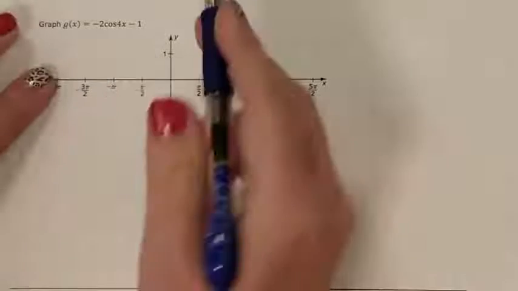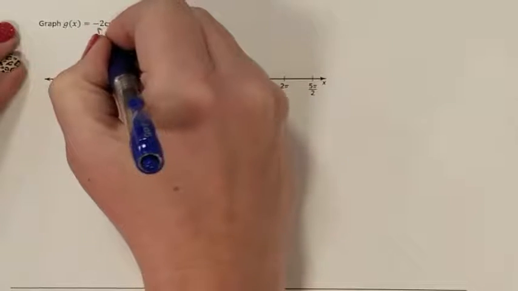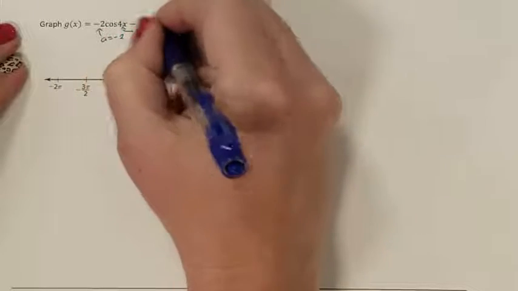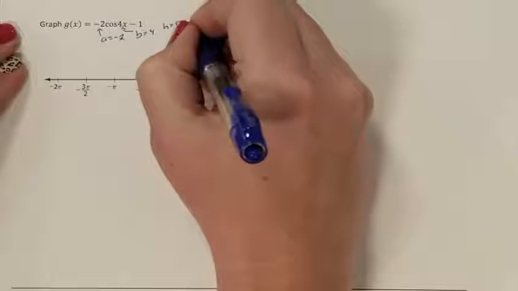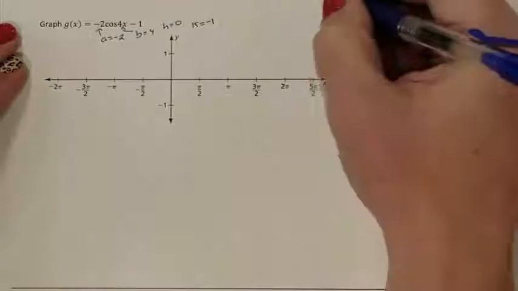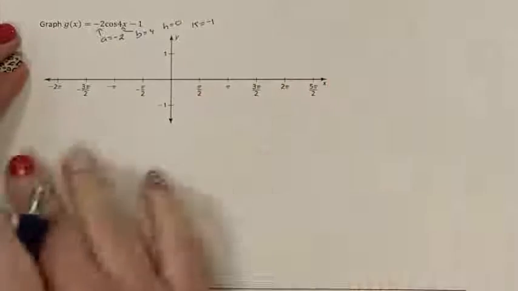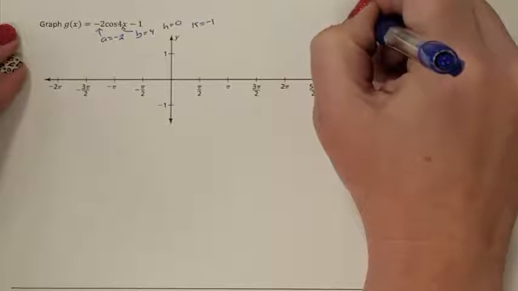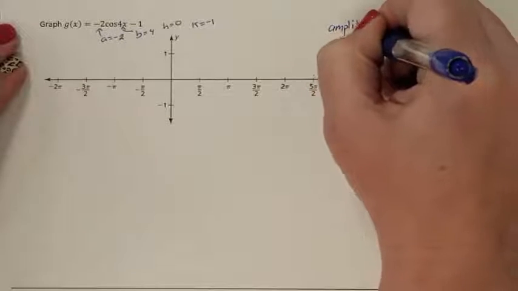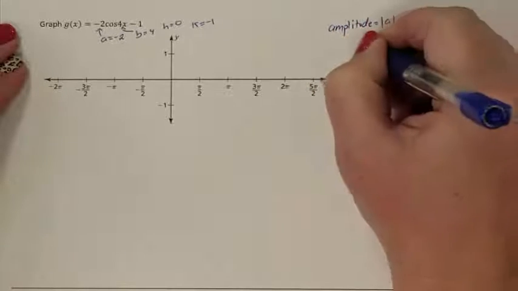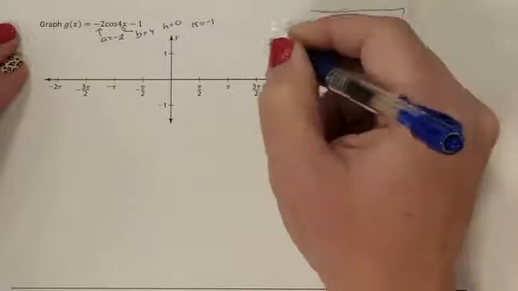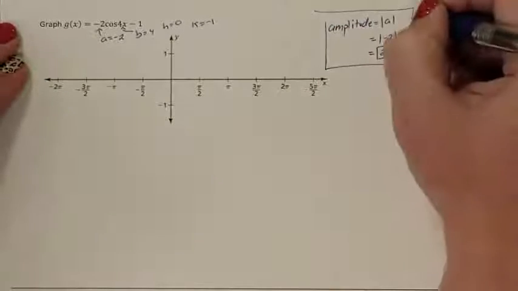So we have this problem where a is -2, my b is 4, I do not have an h, and my k is -1. Before we graph anything, let's just find all the information first. First, looking for the amplitude, which is the absolute value of my a, -2, which gives me 2. So that means I'm going to be 2 high and 2 low from my midline.